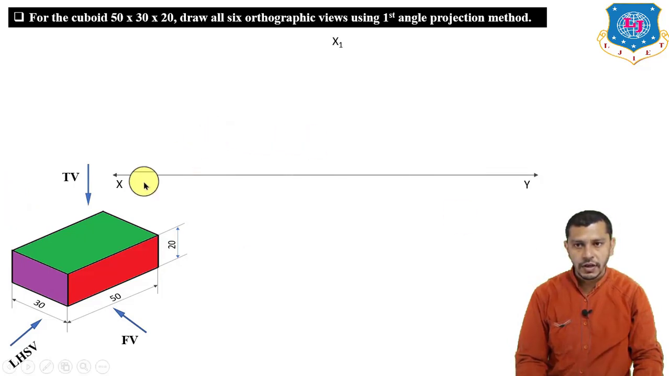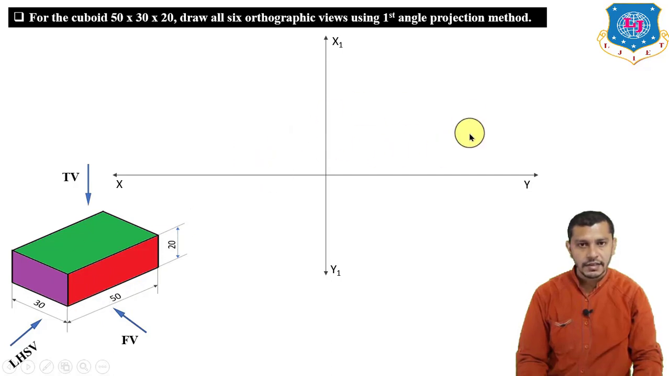First of all draw the XY line and the X1 Y1 line, and we have to draw the front view, top view and left hand side view. If we draw the front view in this quadrant, the top view will be below the front view and the left hand side view will be on the right hand side of the front view. Observing from this direction, we will have a rectangle in the front view having length 50 and height 20.